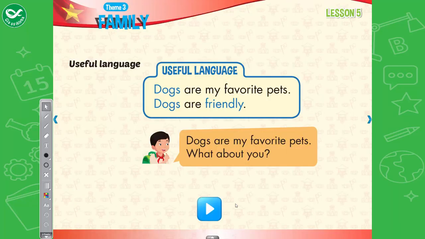Useful language. Dogs are my favorite pets. Dogs are friendly.